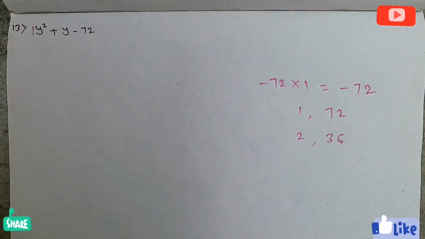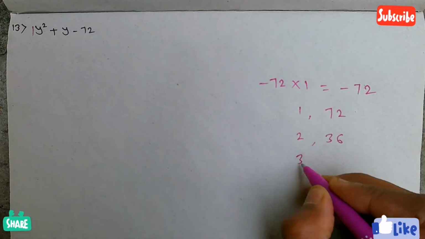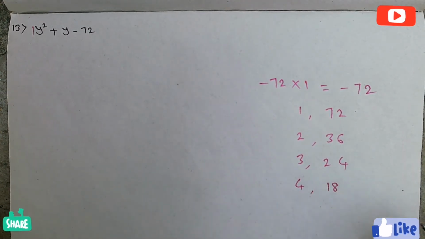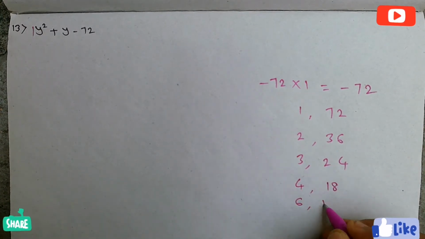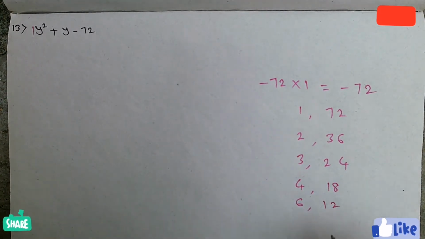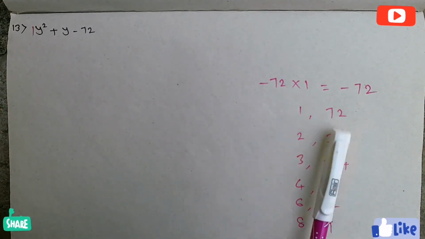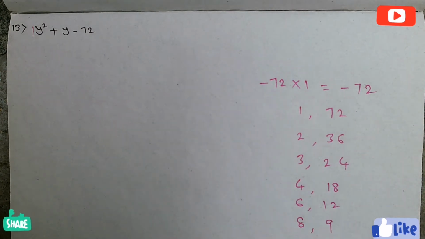1 72s are 72, 2 36s are 72, 3 24s are 72, 4 18s are 72, in 5 table it won't come, 6 12s are 72, in 7 table it won't come, 8 9s are 72. Again in reverse, 9 8s are 12 6s are 18 4s are 24 3s are 36 2s are 72 1s are. So total 6 possibilities are there.